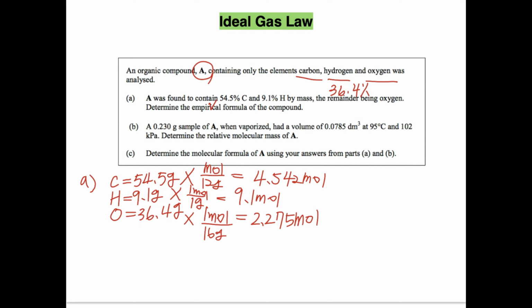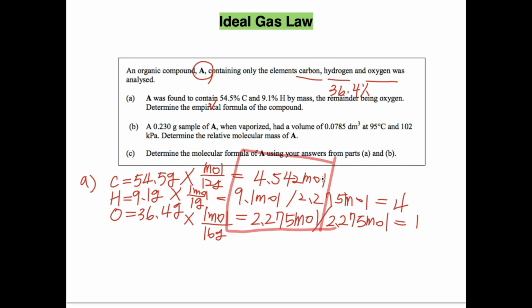Again, because it is difficult to compare these mole numbers, we're going to divide each mole number by the smallest of all the three different mole values. So the smallest is going to be the mole number of oxygen. 4. You can use your calculators here because it's a paper 2 question. 2. So the mole ratios are 2 to 4 to 1. So we can see that our empirical formula will be C2H4O.